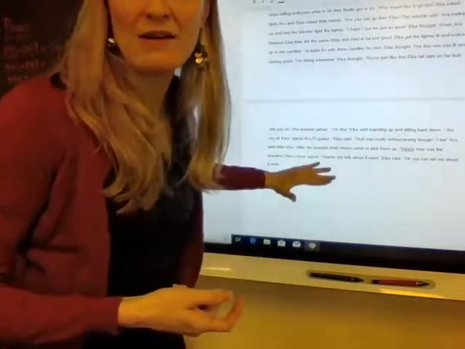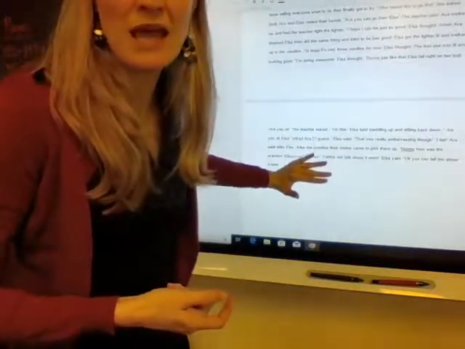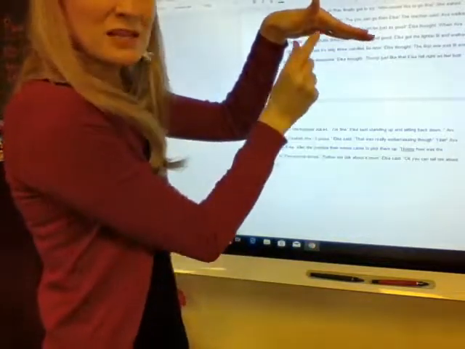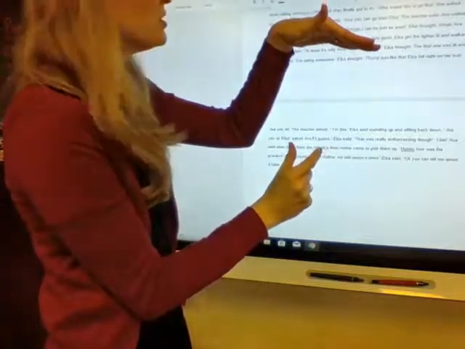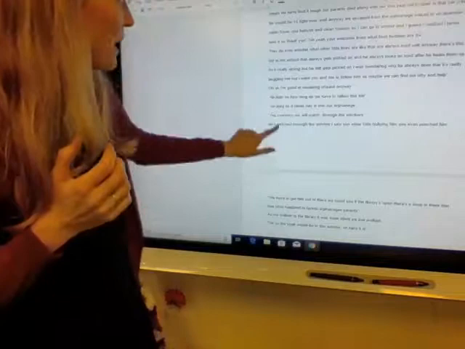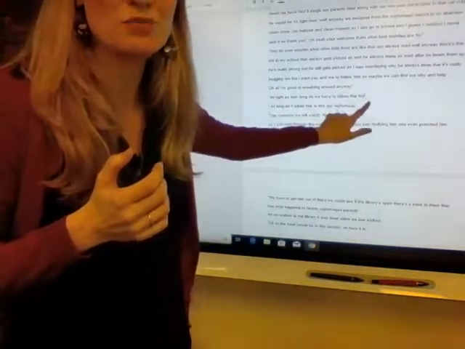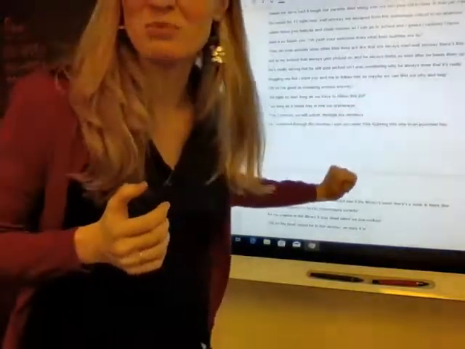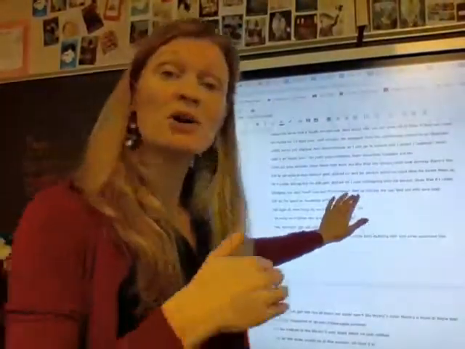You need a new paragraph every time somebody new is speaking, and that may make your paper look a lot longer because there might be just a few words when people are talking. That's okay. Here's a good example of someone who puts a new paragraph every time someone new is speaking. Caroline made sure that somebody new is talking, so she put a new paragraph. The one thing she needs to work on now is the punctuation inside of the quotes, and then also labeling who is the one that was talking.